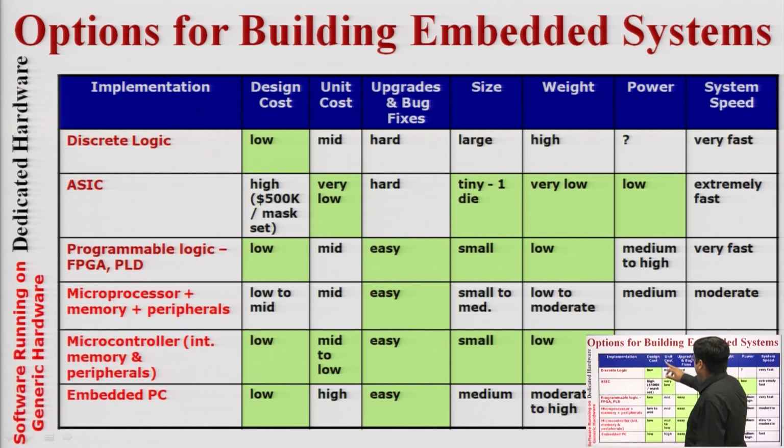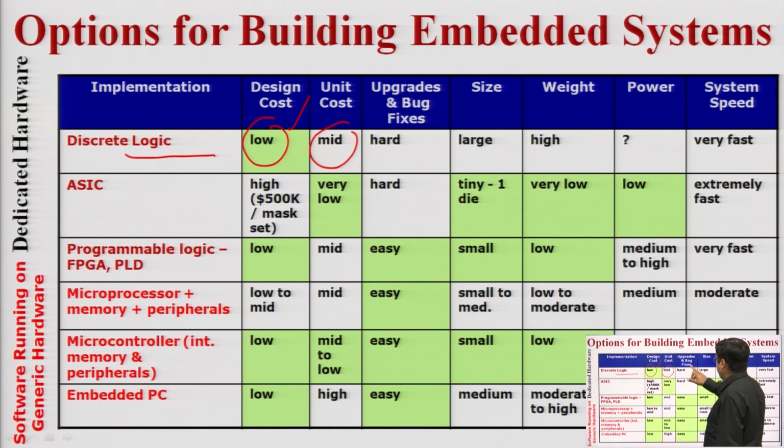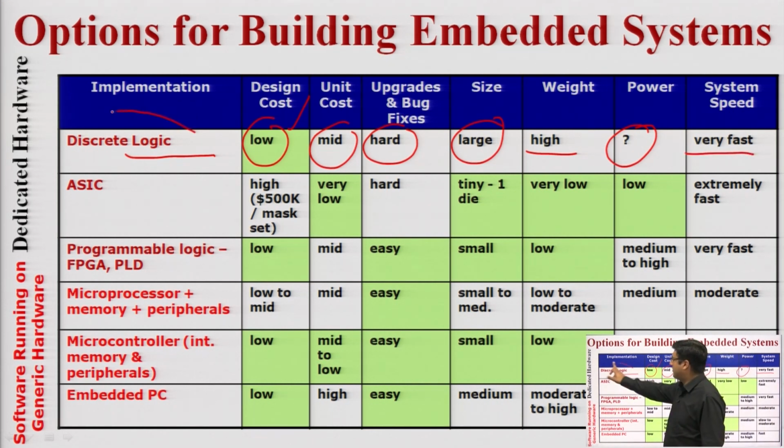Okay. So, the first one is the design cost. By using general purpose system components, the design cost is low, and unit cost is somewhere in the middle. Upgrade: it is hard to upgrade the discrete logic devices, general logic devices. Size is large, by using the general purpose component. Weight is high as compared to other components. Power is somewhat difficult to calculate because it may vary. It may be low, mid, average, or it may be high. System speed is very fast by using discrete logic components.